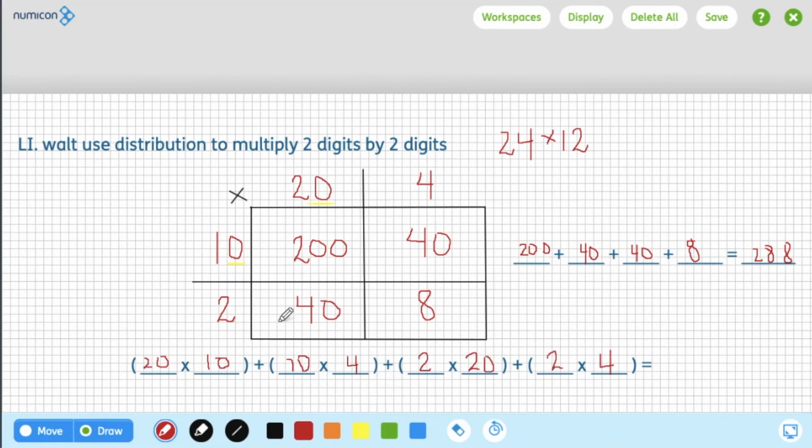We could also write it out in expanded form, so it would be 20 times 10 in brackets, I'd solve that first, plus 10 times 4, plus 2 times 20, plus 2 times 4, and we'd have the same answer, which would be 288. Okay.